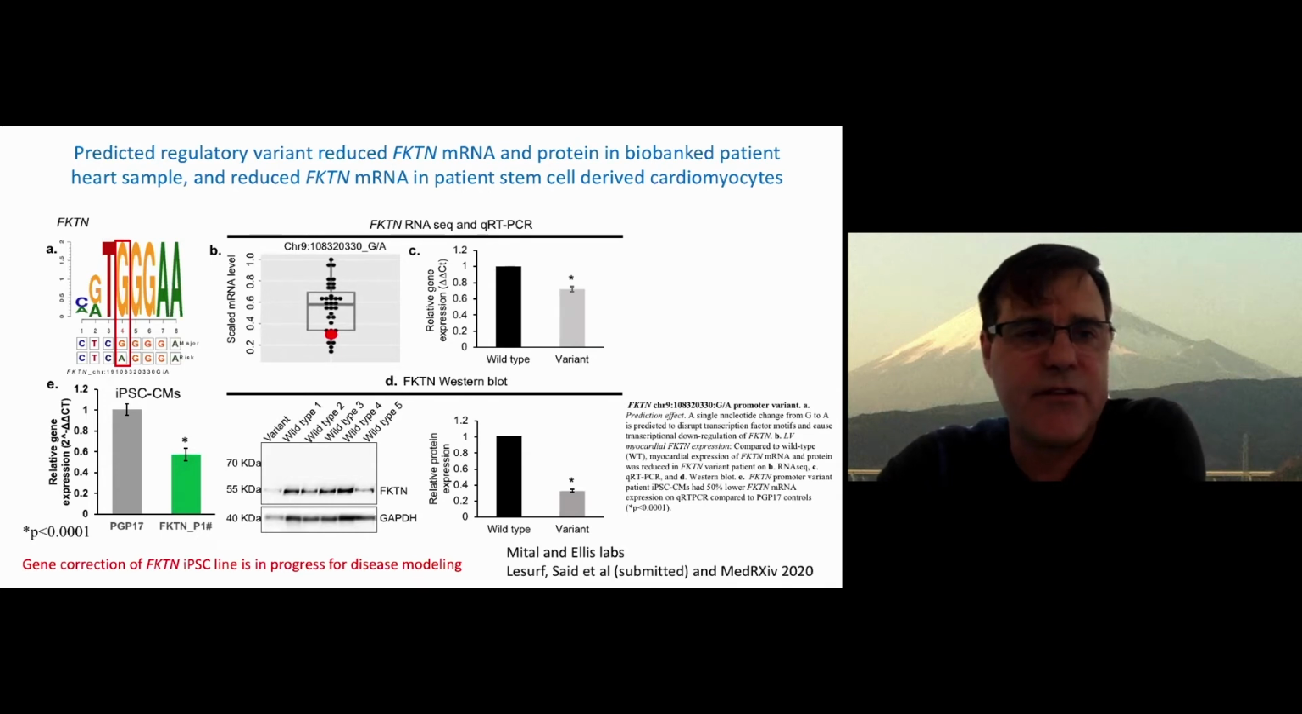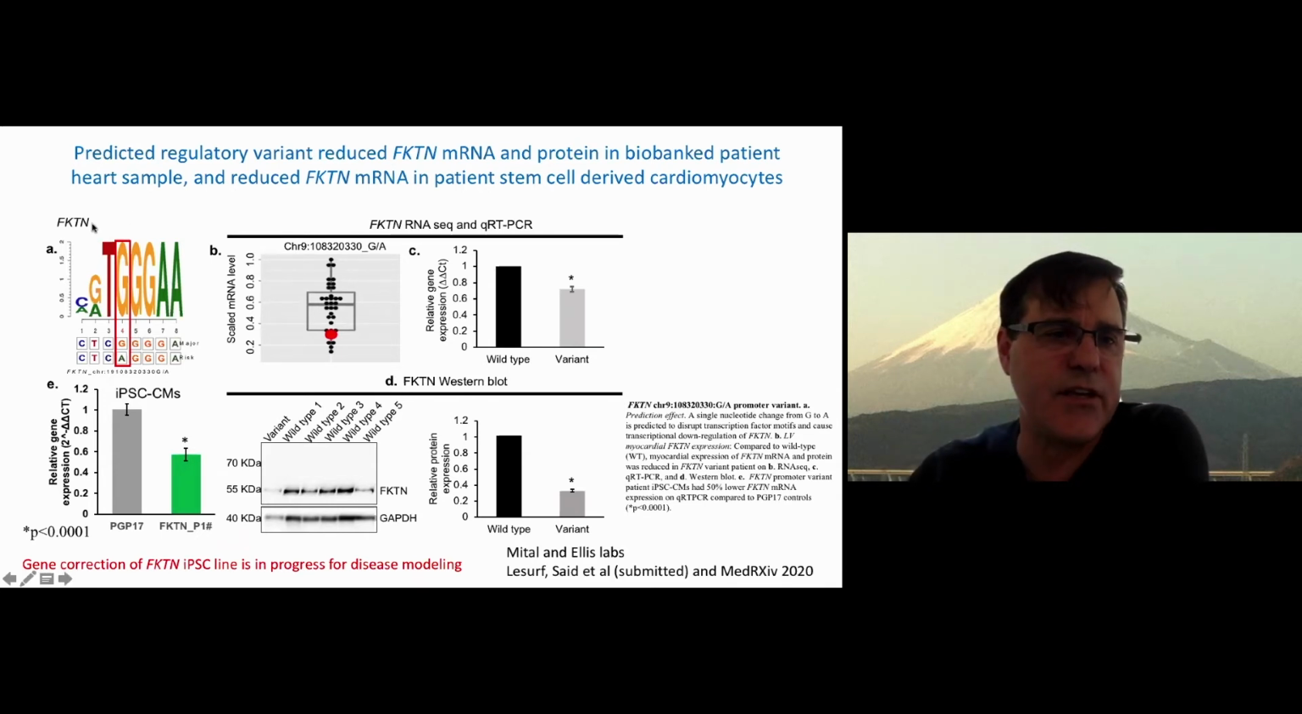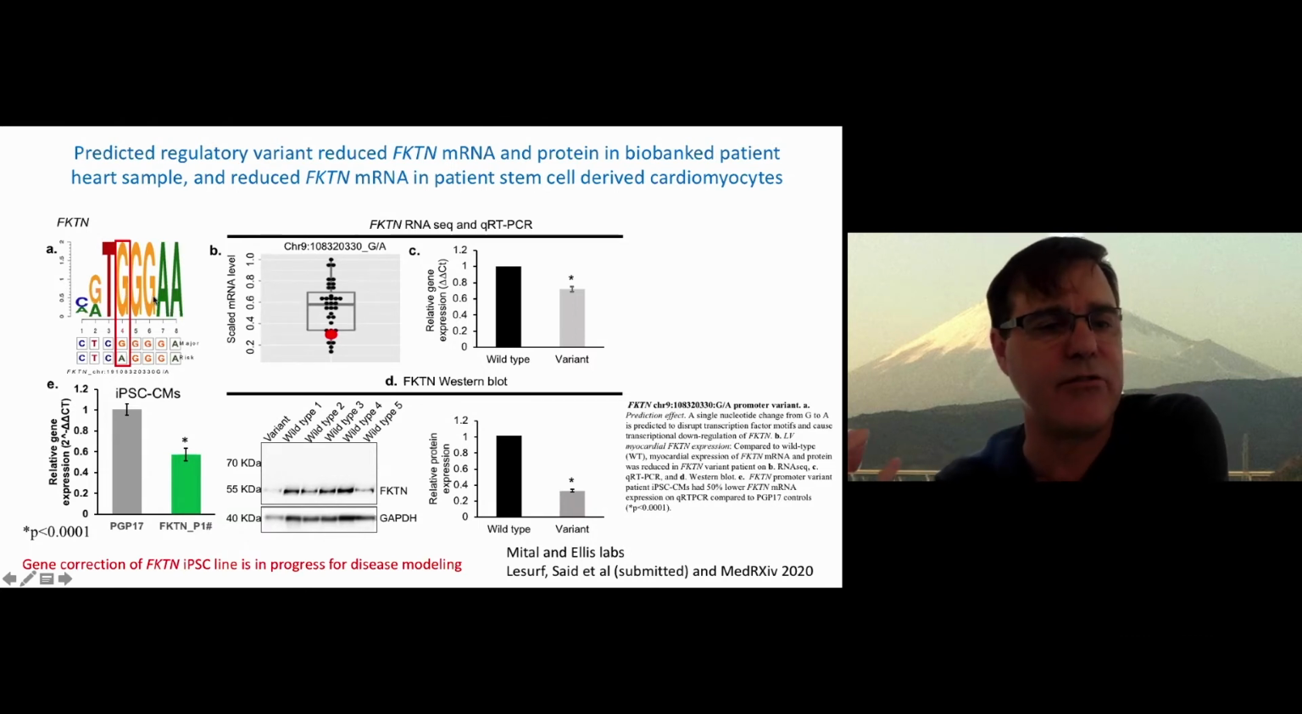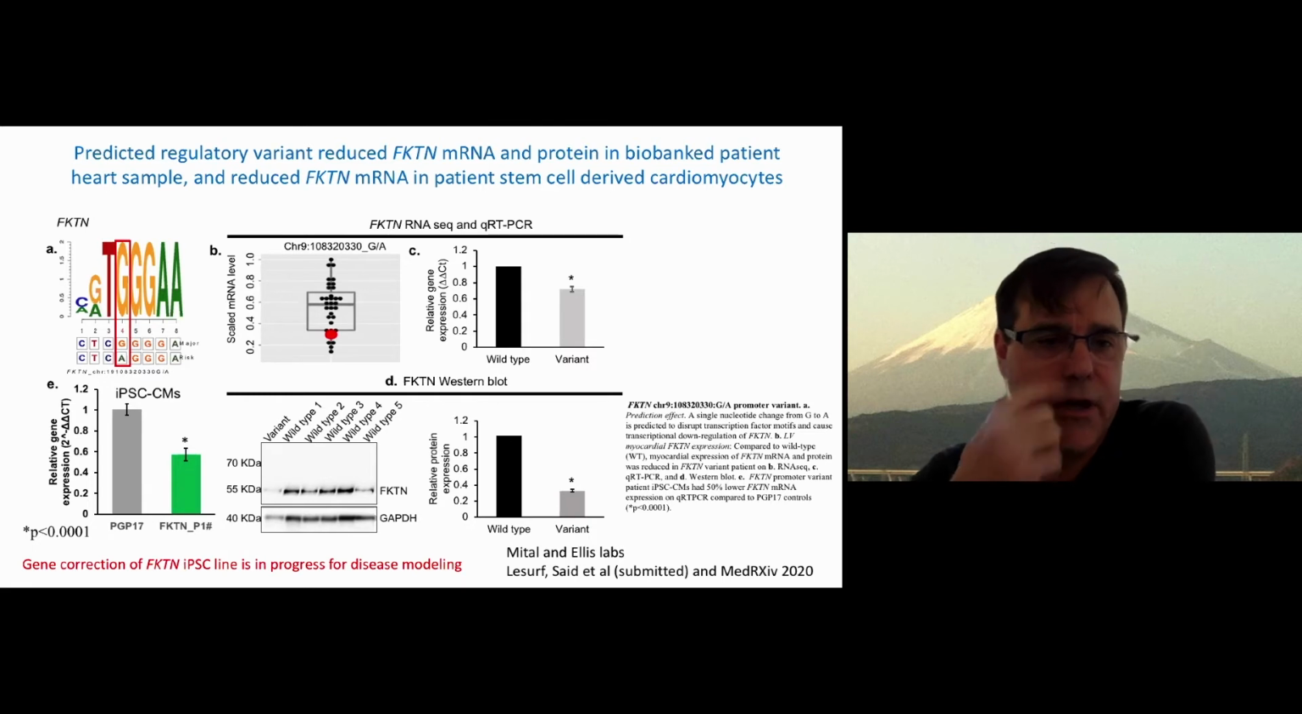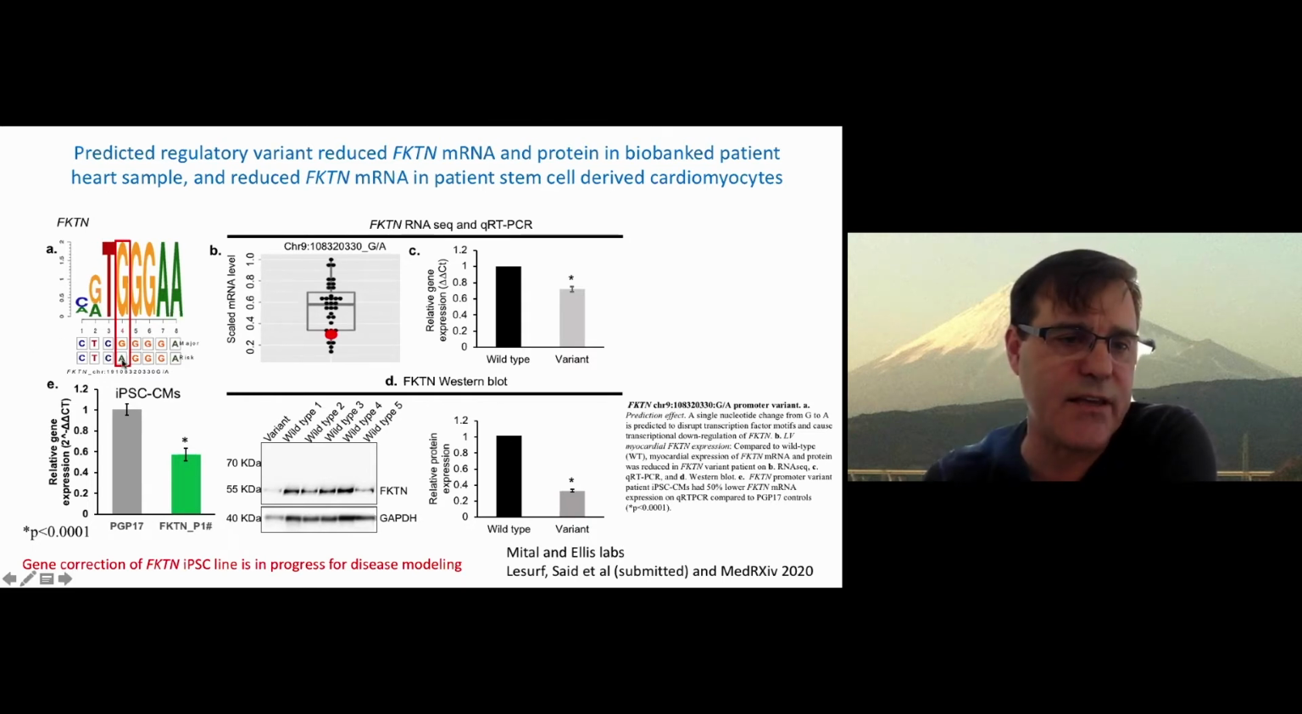And then the final stage that you can do is look back at actual patient material. So an individual who has a mutation in the fukutin promoter, this is the DNA sequence that surrounds the variant. It is normally bound by a regulatory transcription factor. When it's mutated in the patient to an A, that factor would no longer be predicted to bind.